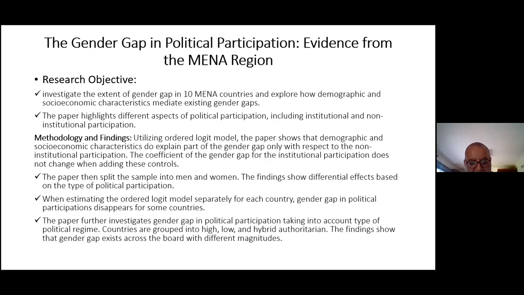The paper further investigates the gender gap in political participation, taking into account the type of political regime, grouping them into high, low, and hybrid authoritarian countries. The findings show that the gender gap exists across the board, with different magnitudes of the coefficient.